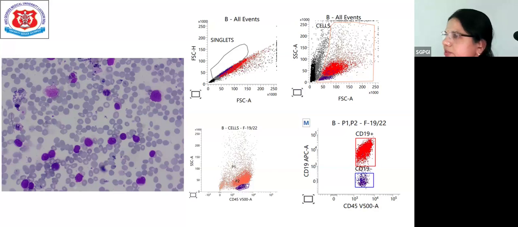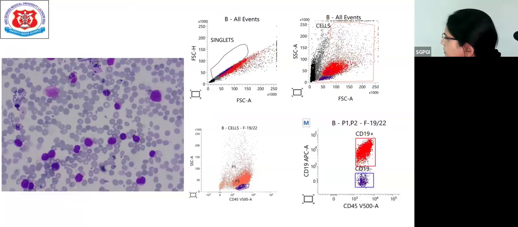I think one thing I have mistaken: the side scatter is for the nuclear complexity and granularity, and the forward scatter is for the size. So if the cell is bigger, it will come slightly forward on the forward scatter. So in the previous plot, I think I told it opposite.